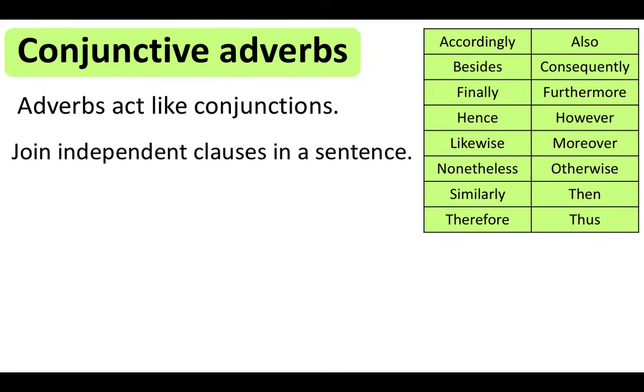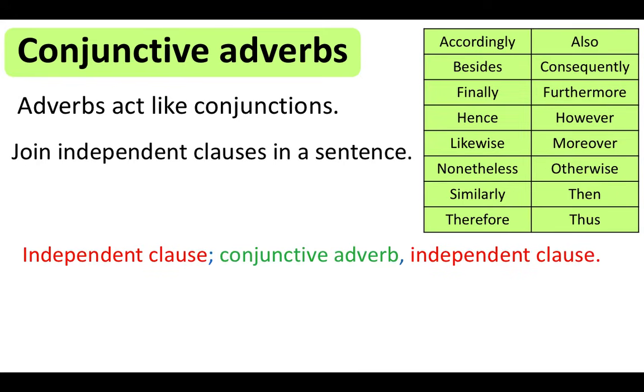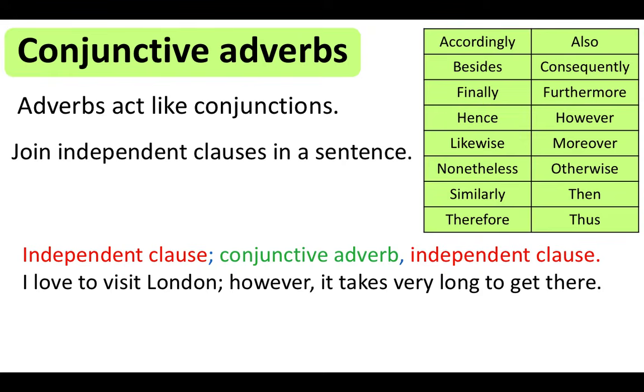These adverbs join independent clauses in a sentence. So there are two ways we can write these sentences. We can use a semicolon before the conjunctive adverb followed by a comma. For example, I love to visit London; however, it takes very long to get there.